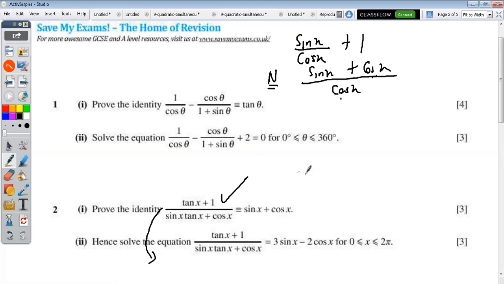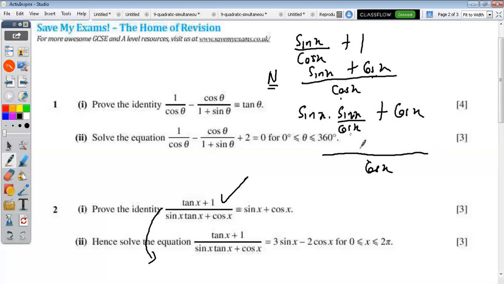Let's sort the denominator. So the denominator is sine x multiplied by sine x over cos x, plus cos x. Can you see that? Let's sort it so that it's one denominator. So that's cos x in brackets. If you multiply this, you get sine squared x, then that into this is as good as 1, so it's plus cos squared x. See how nice this is?